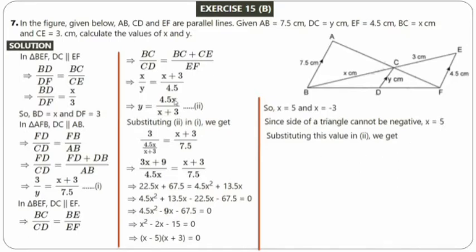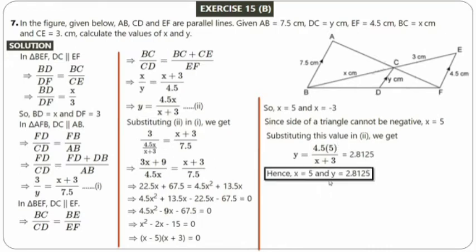Now substitute the value of x in equation number 2. So it becomes 4.5 into this x becomes 5. Simplify this. In place of this x also you have to write 5. Here also you write 5. Simplify the whole expression. You get your answer to be this much. So the value for x is 5 and the value for y will be 2.8125. Pause the video and note down your solution.